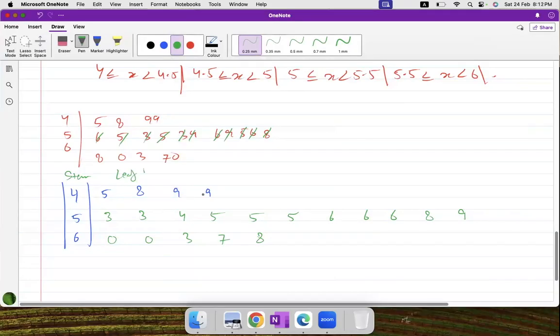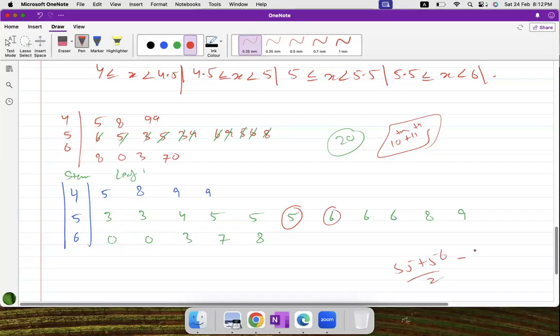These are 1, 2, 3, 4, 5, 6, 7, 8, 9, 10, 11, 12, 13, 14, 15, 16, 17, 18, 19, 20. So these are 20 students. If I'm talking about the median, that is the middle, that is the 10th and 11th student. So 1, 2, 3, 4, 5, 6, 7, 8, 9, 10. This is the 10th. This is the 11th student. And that is 55 plus 56 by 2. So the median mass is 55.5.